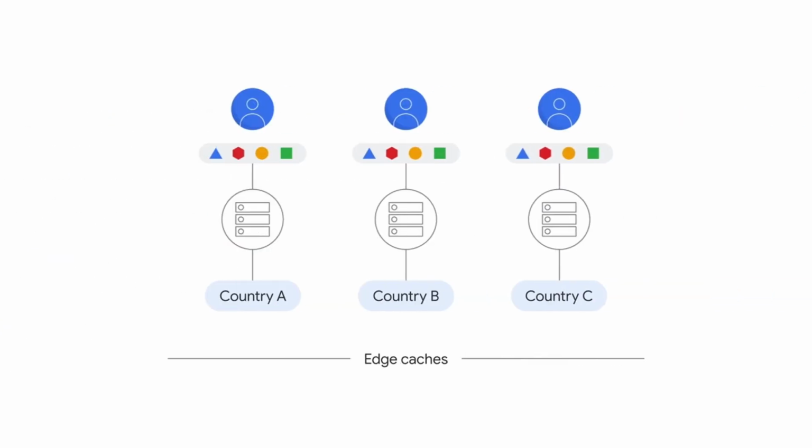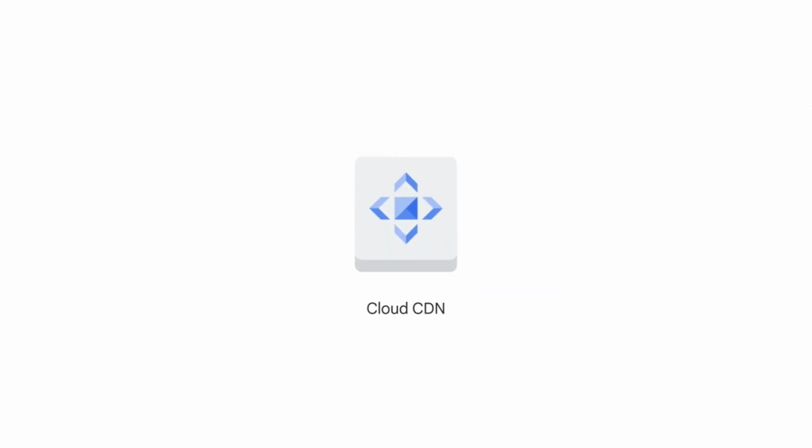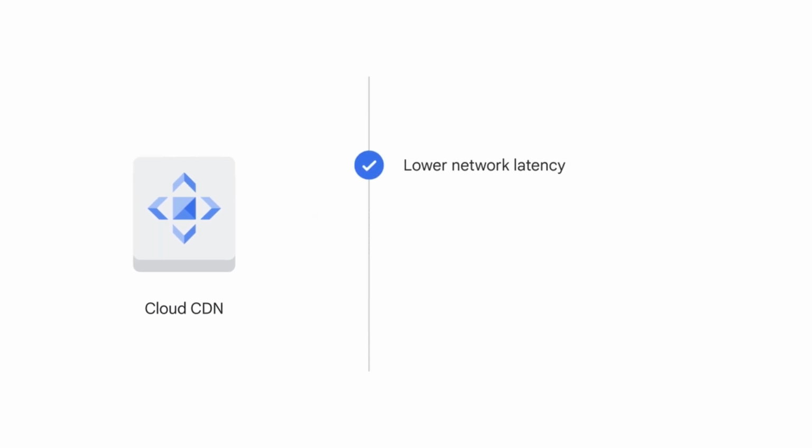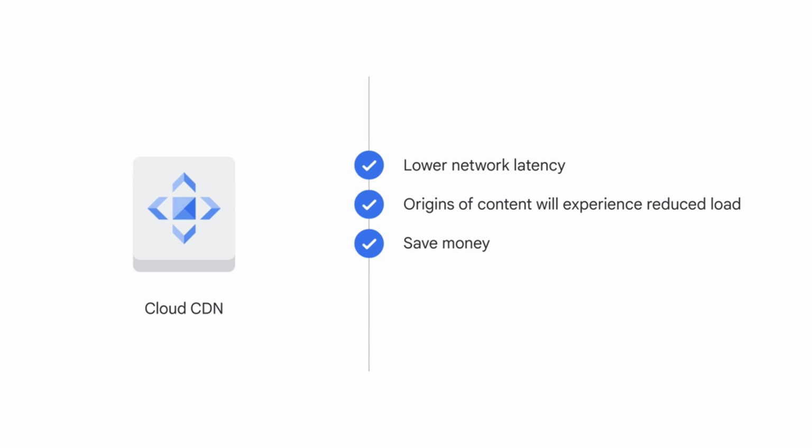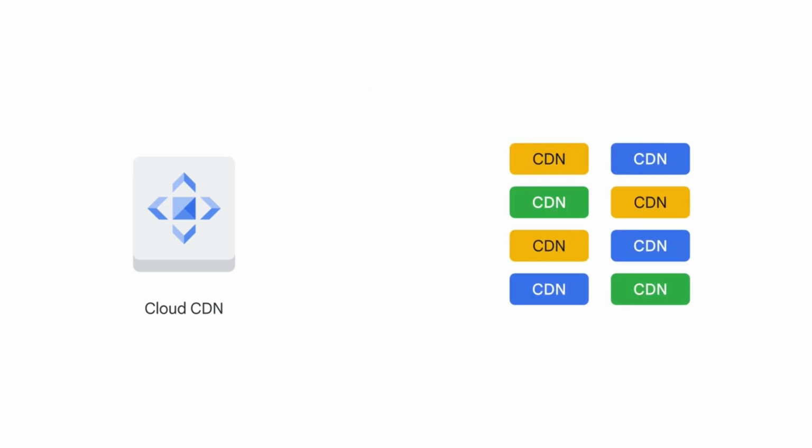Google also has a global system of edge caches. Edge caching refers to the use of caching servers to store content closer to end users. You can use this system to accelerate content delivery in your application by using Cloud CDN, Content Delivery Network. This means your customers will experience lower network latency, the origins of your content will experience reduced load, and you can even save money. After an application load balancer is set up, Cloud CDN can be enabled with a single checkbox. There are many other CDNs available out there, of course. If you're already using one, chances are it's part of Google Cloud's CDN Interconnect Partner Program, and you can continue to use it.